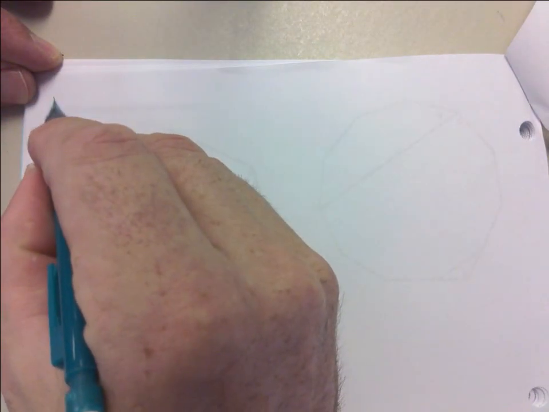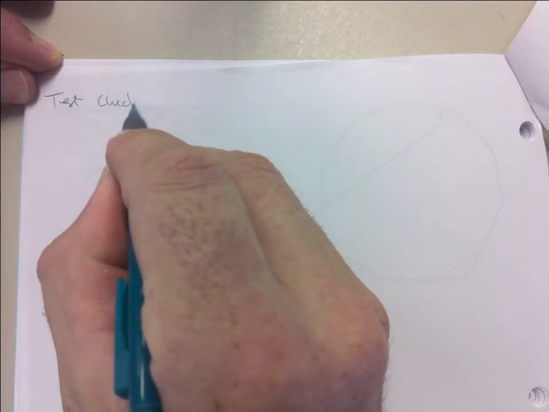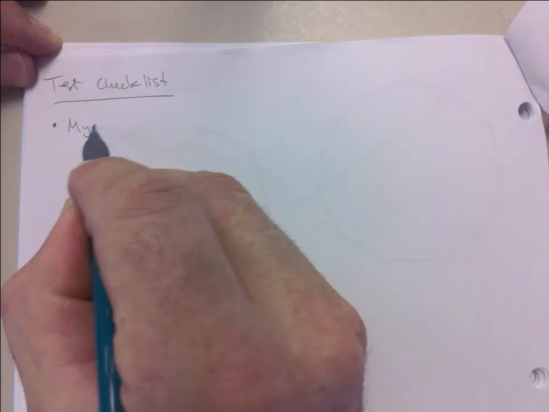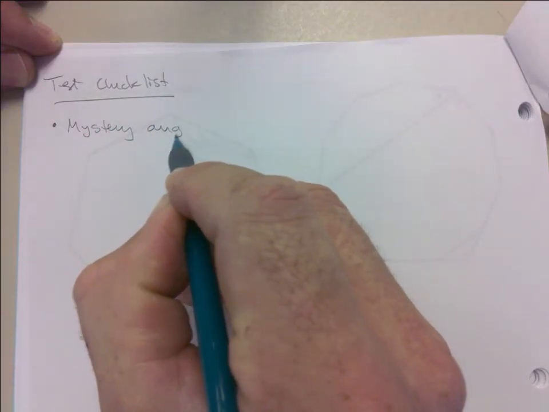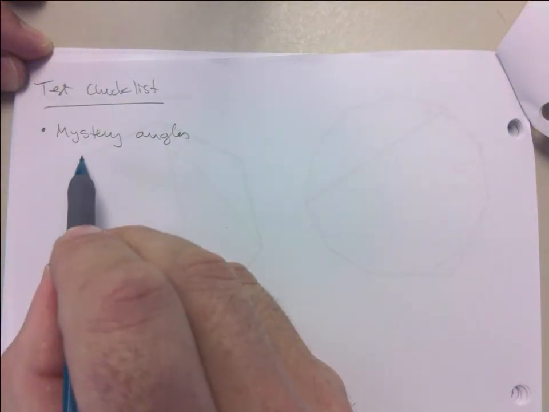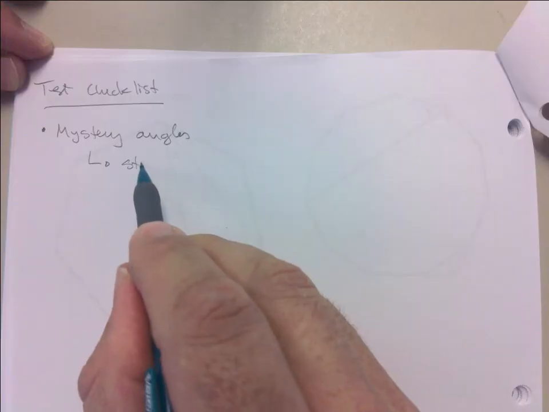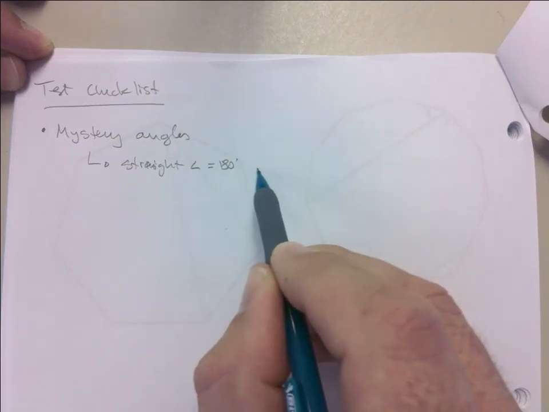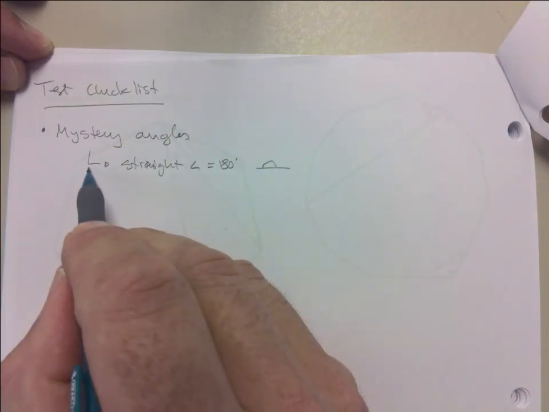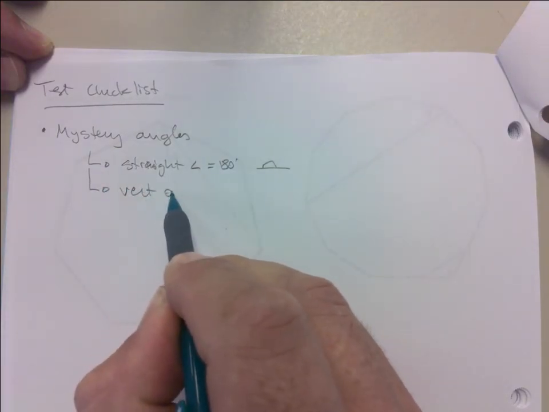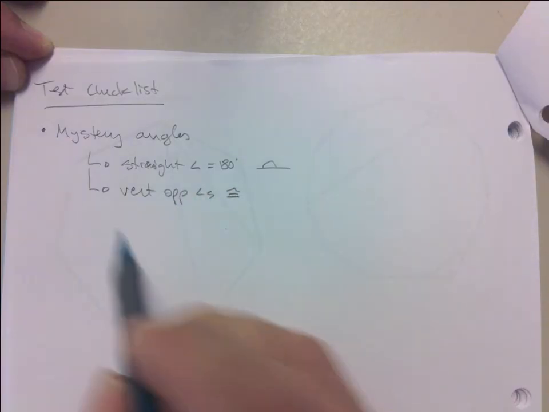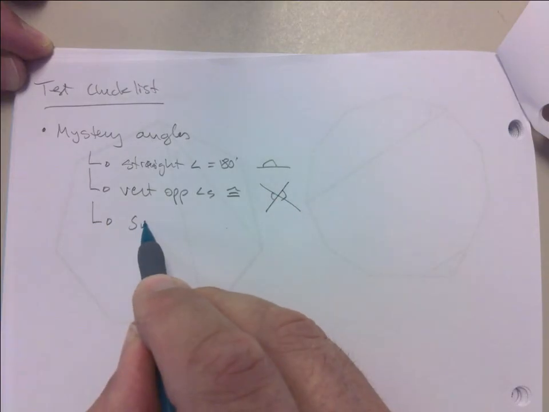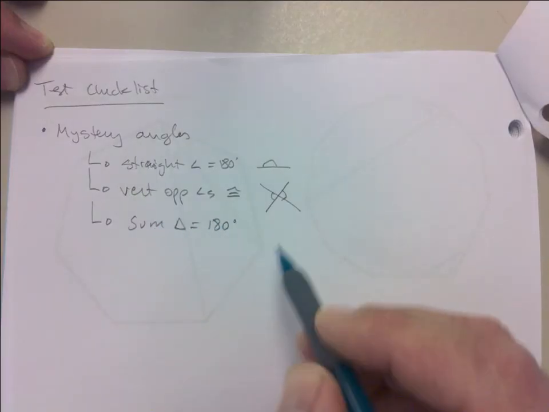So, test checklist, you can also call this quiz checklist, it's the same thing. You have to be able to figure out the mystery angles, and for that we use a bunch of tools. You need to know that a straight angle is equal to 180 degrees. We use that symbol for it. You have to know that vertically opposite angles are always congruent. That's when you have something like this. You have to know that the sum of a triangle is always equal to 180.